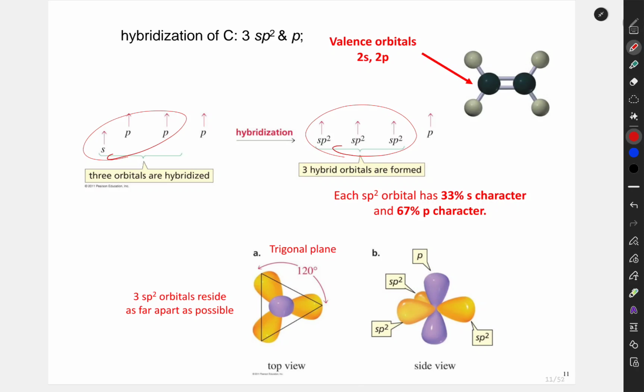And then, as I mentioned, there's one remnant p orbital. This p orbital stands perpendicular to the plane formed by the sp2 hybridized orbitals. So you can see this purple remnant p orbital from the top. This is how an sp2 hybridized core accommodates three sp2 hybridized orbitals and one remnant p orbital. Okay.